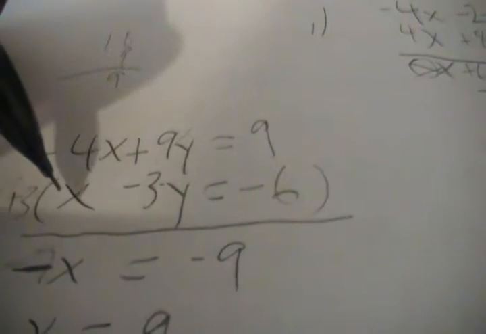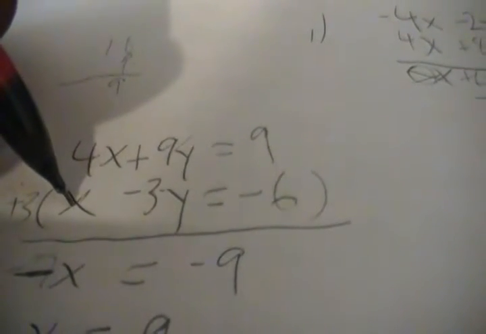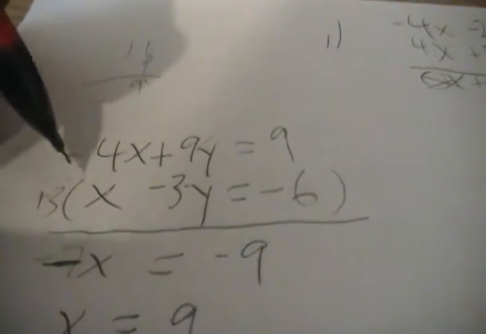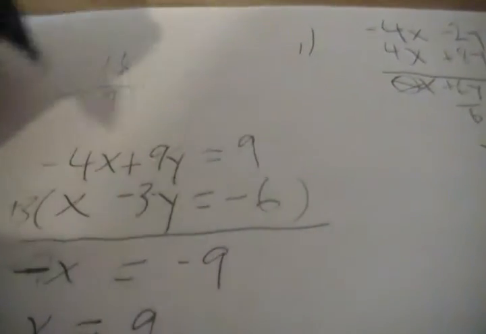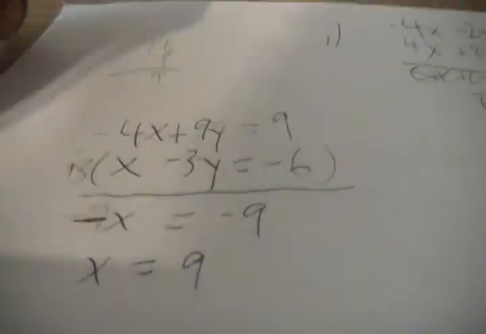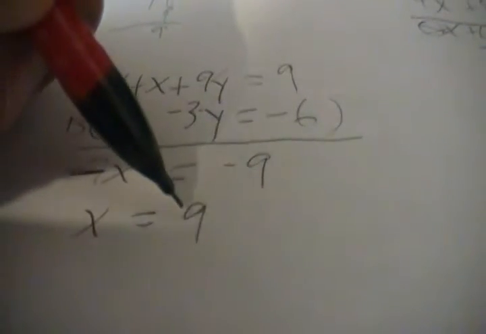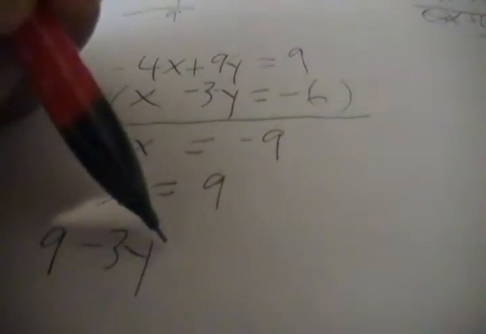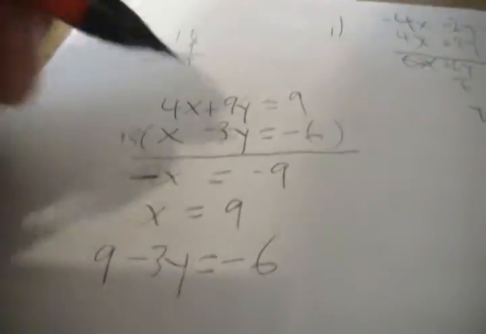Let's plug it into probably this bottom equation. When you plug this into the equation, you don't have to worry about how you altered the equation. You can just take the original equation and just plug in the variable. Since x is equal to 9, you get 9 minus 3y is equal to negative 6.